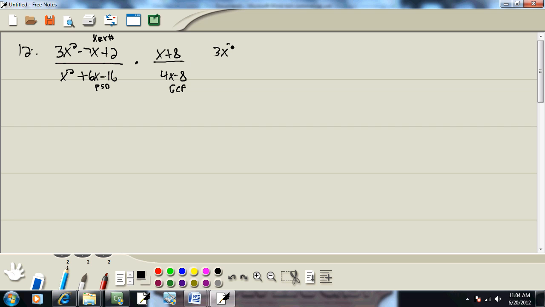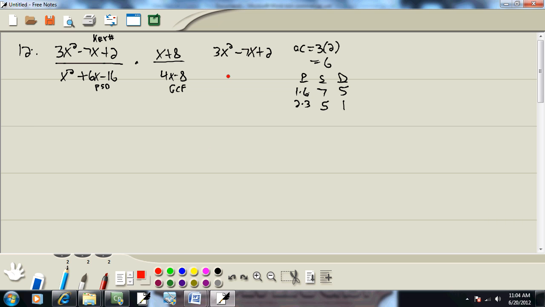So I got 3x squared minus 7x plus 2. And with the key number, we take the number at the beginning times the number at the end, ignoring signs. 3 times 2 gives us 6. We come up with 3 columns. A product column, we list all the products that give us 6. We got 1 times 6, 2 times 3. And the S column, we add these together. 1 plus 6 is 7, 2 plus 3 is 5. And the difference column, we subtract smaller from larger. 6 minus 1 is 5, 3 minus 2 is 1.